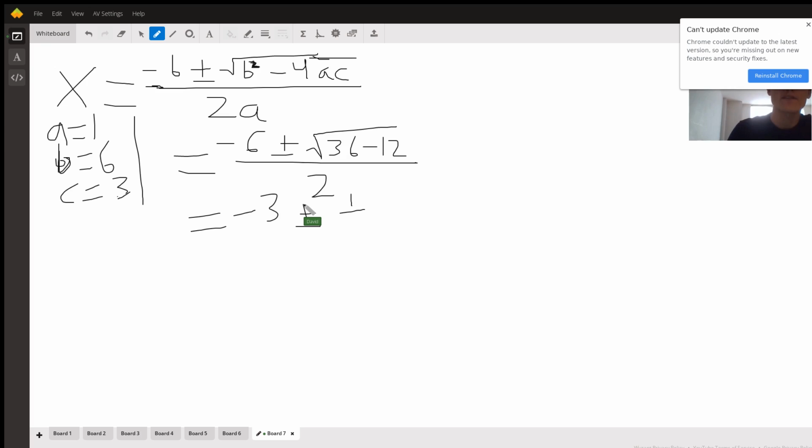I'll say 1/2 root 24. Okay, so this doesn't quite look the same, right? Before we had minus 3 plus or minus root 6. Now we have minus 3 plus or minus 1/2 root 24. But the key thing here is to remember that we have some rules for simplifying square roots. They are what we have to use here.